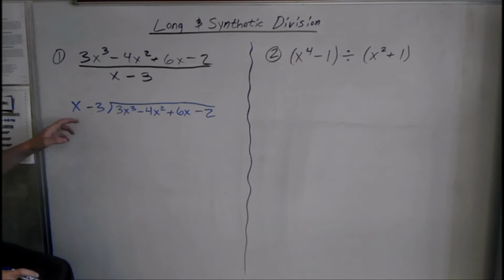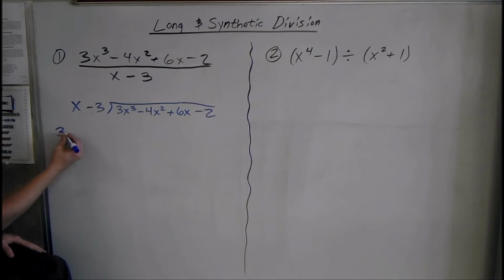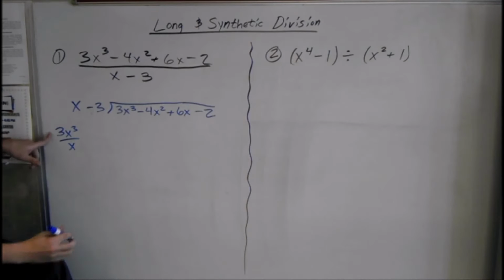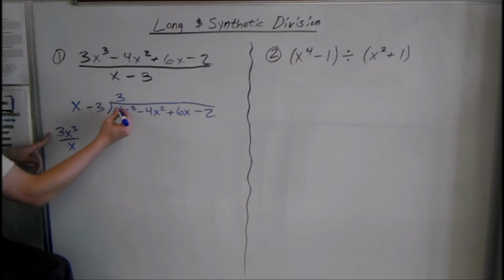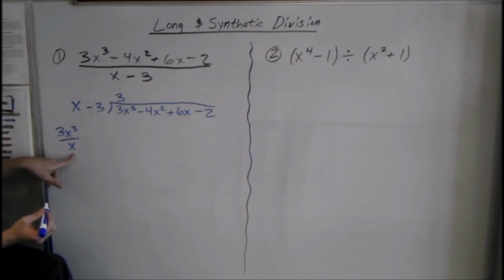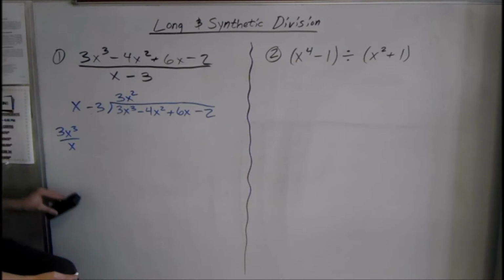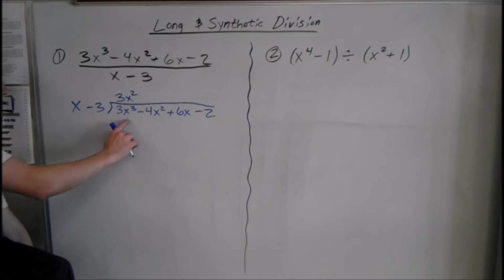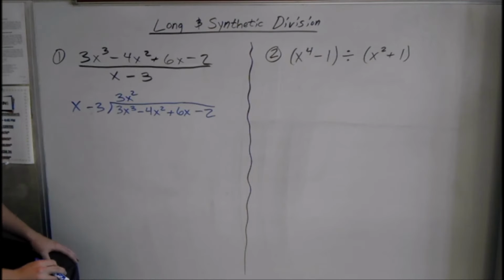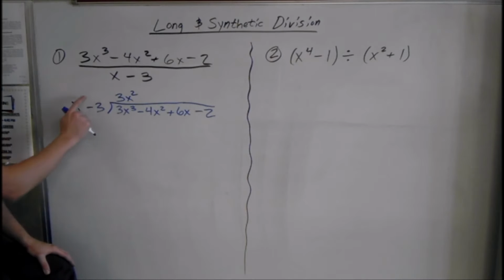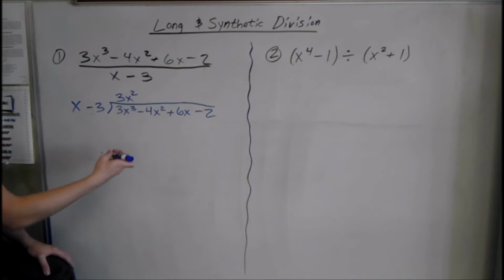So first we have to ask, how many times does x go into 3x cubed? Well, we can do that on the side. 3x cubed divided by x. 3 stays, and then 1x will cancel. X cubed divided by x leaves us with x squared. So that is the first part. How many times does x go into 3x cubed? 3x squared times. And then you multiply this times x minus 3, and then continue the process.